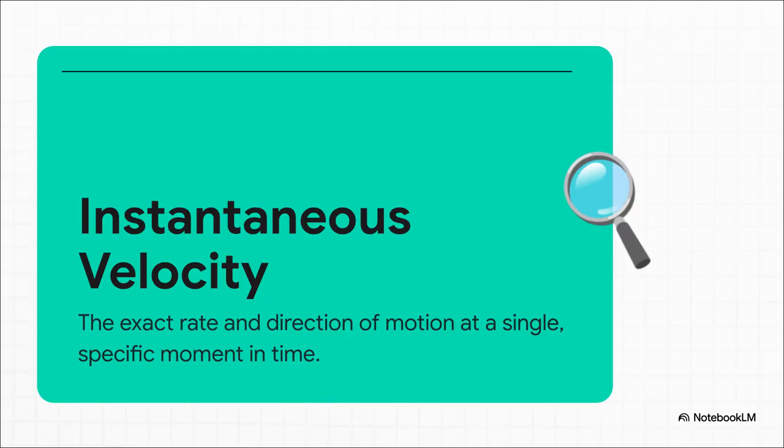And when we measure that motion over time, we're really contrasting two different things. Think about a cross-country road trip. Your average velocity is the big picture, your total displacement divided by the total time of your travel. But your instantaneous velocity, that is incredibly specific. It's the exact rate and direction you're moving at one frozen millisecond. It's exactly like looking down at your car speedometer at a single exact second on the highway.